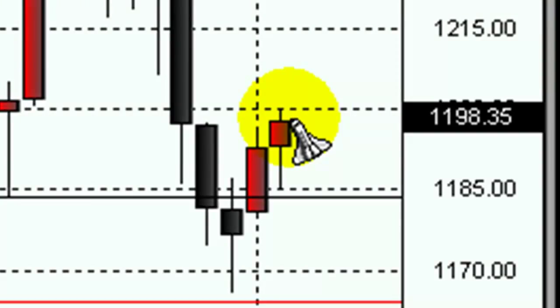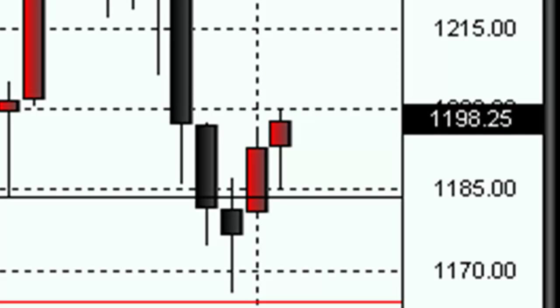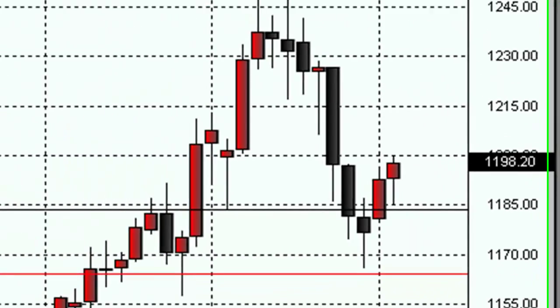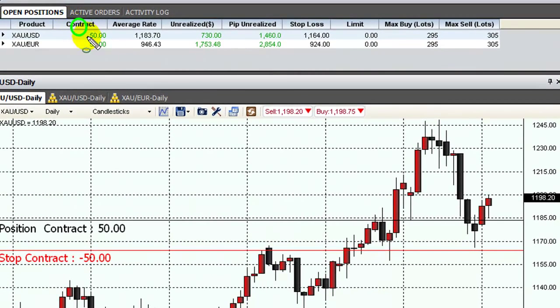What I'm finding interesting is that the Euro Gold is again outperforming the U.S. gold. As you can see, this is just for illustration purposes, 50 ounces of each, 1183.70. They're put on at the same time, 946.43. Unrealized profits: 730 in the U.S. gold and 1753 in the Euro gold.